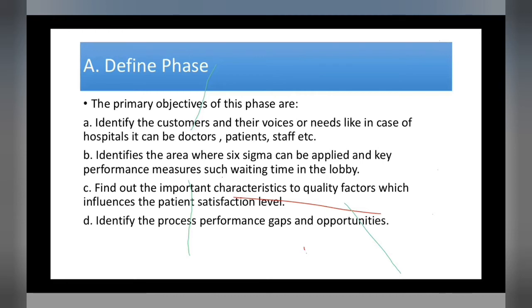Or a patient may say they have to wait very long, and you are thinking up to 30 minutes it is okay. But this waiting period shall not be more than 30 minutes. So you can identify these possibilities. So first you are defining.